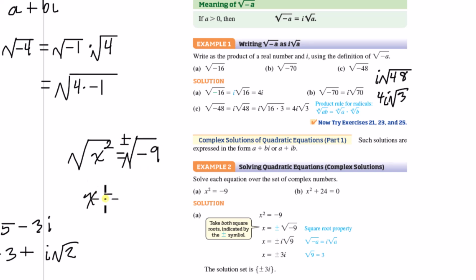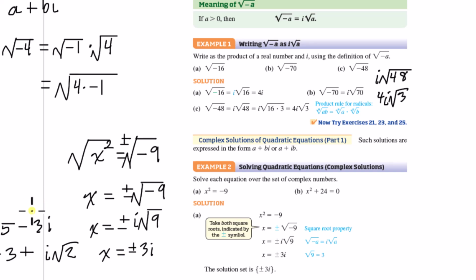So we're left with, okay, now before this, we wouldn't know what to do here, but now we know. We take out an i, and then what we're left with is plus or minus 3i. And that's the answer. We're done.